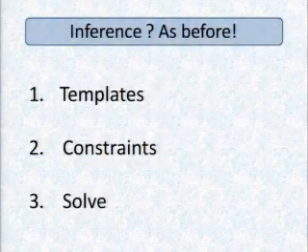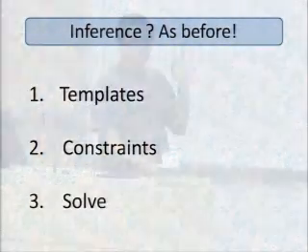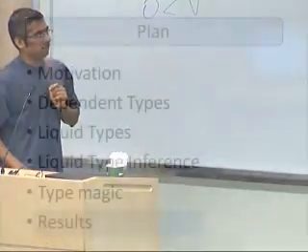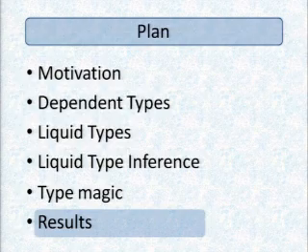Okay. So the thing is now, inference just works as before. The subtyping just blitzes everything down into implications, and you just follow these 3 steps and you get inference. So this is all very well. Let's just look at some results.